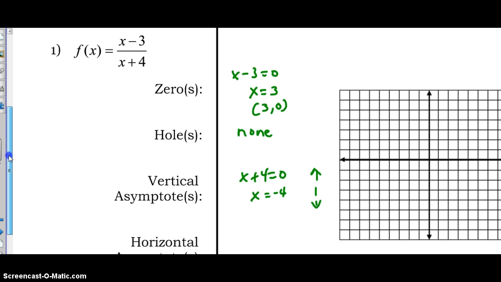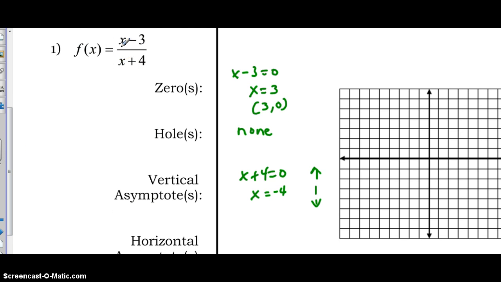So our leading coefficient in our numerator would be 1 because that's the number in front of my x. And in the denominator as well it is 1 because that's the leading coefficient in front of my highest degree. So the ratio of 1 over 1 is 1. So our horizontal asymptote is y equals 1.